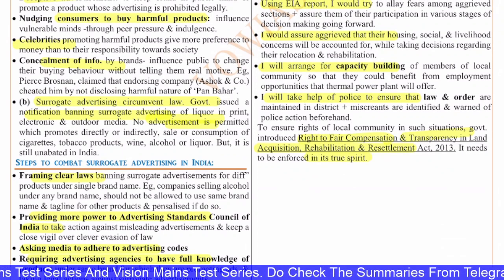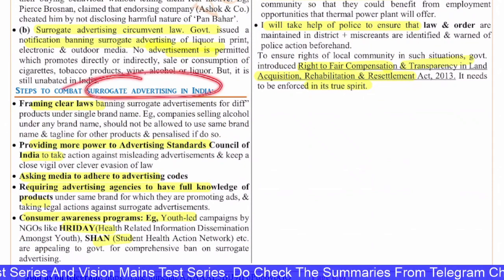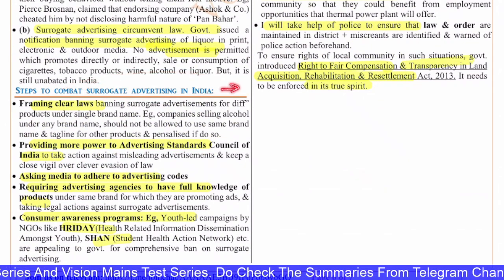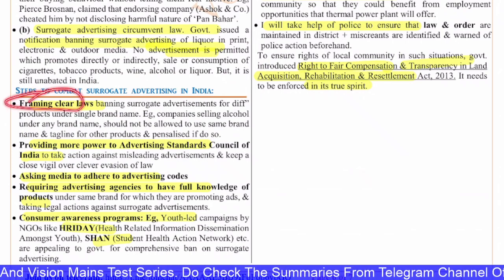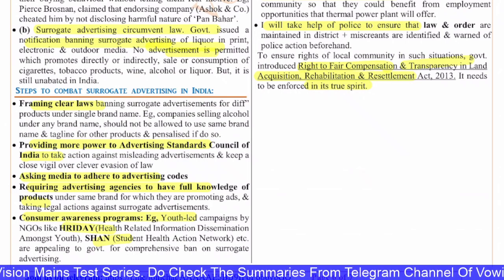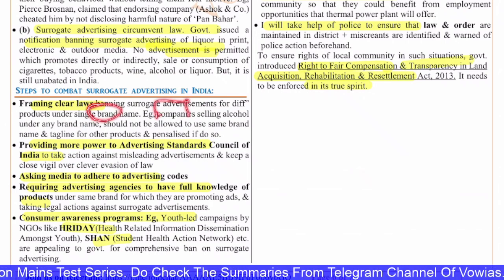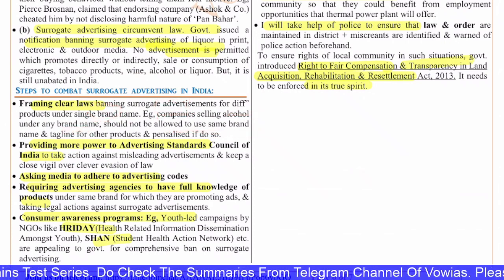So using these kinds of things is illegal. Now, what are the steps to combat surrogate advertisement? Surrogate advertisement means advertising indirectly. First is framing clear laws banning surrogate advertisement for different products under a single brand name. Example, companies selling alcohol under any brand name should not be allowed to use the same brand name and tagline for other products, and have to be penalized.